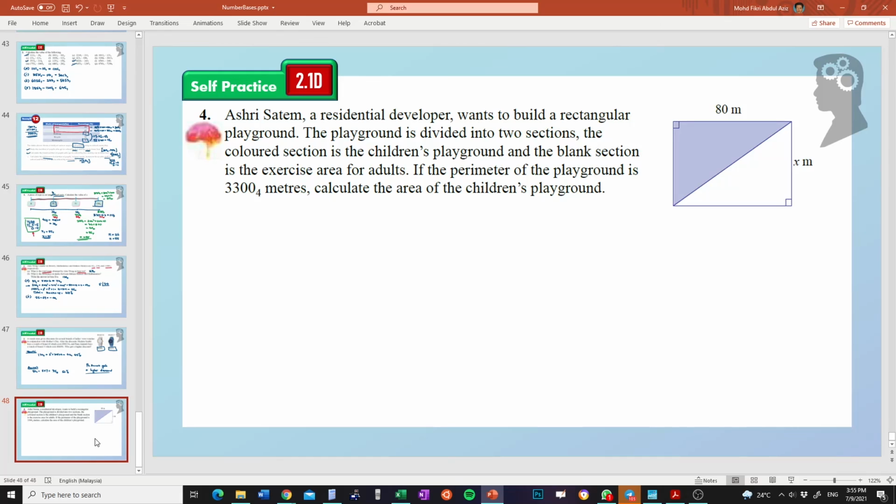So I suppose the area ni dia nak in base 10 lah. So 80 meter is base 10. X also should be in base 10. The area should be in base 10. Because it does not mention, so I just assume they are base 10. Cikgu dapat 800 meter persegi ke? 800 meter square.